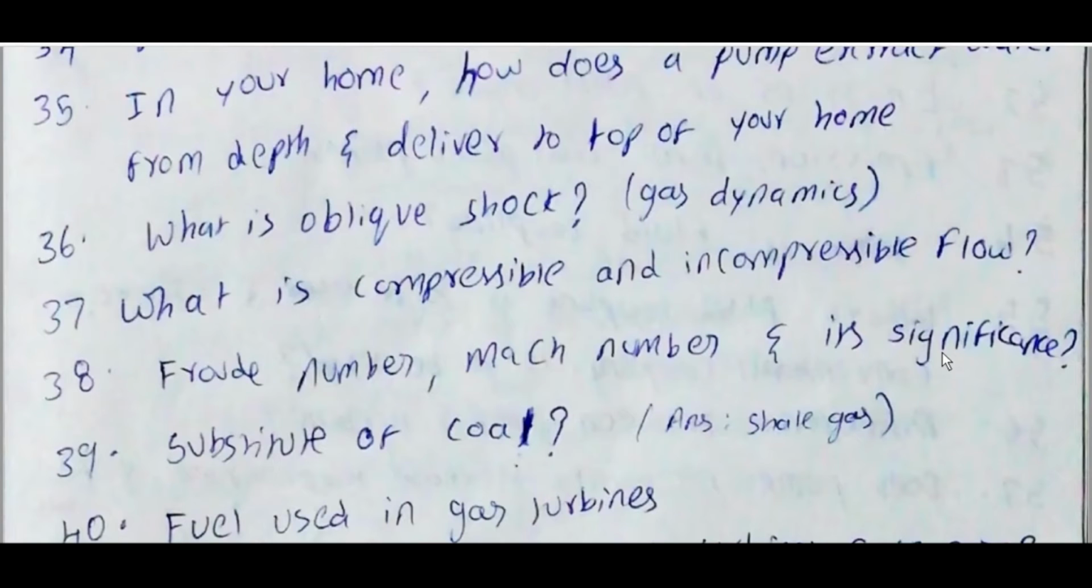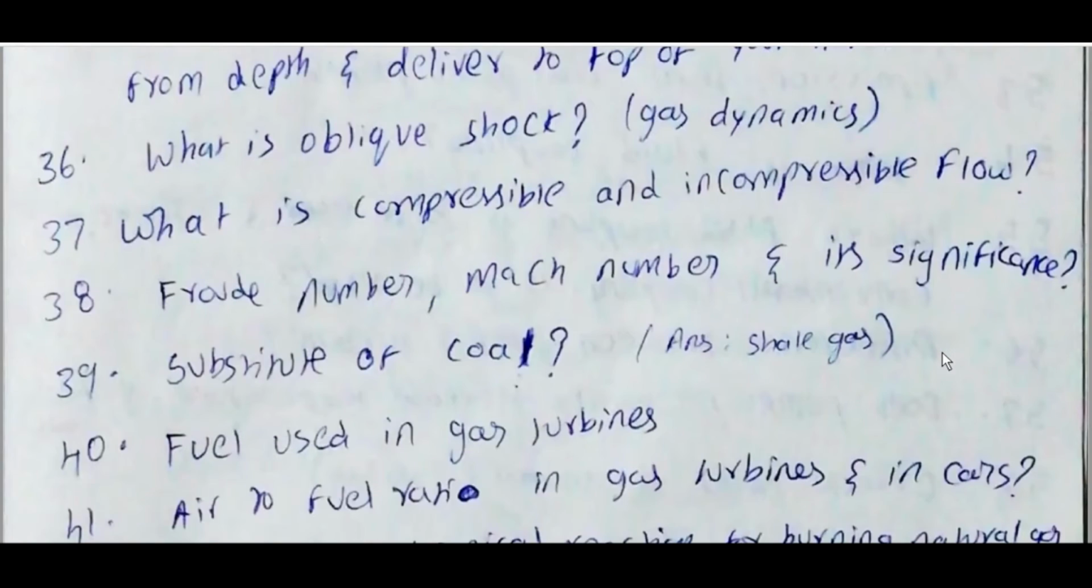Substitute for coal. NTPC used biomass pellets to co-fire with coal in coal-fired power plants. But a substitute for coal can be natural gas, which is mostly CH4. It can substitute coal. It produces about 60% fewer carbon emissions than coal. Shale gas is natural gas that is trapped within shale formations. Shales are fine grained sedimentary rocks.